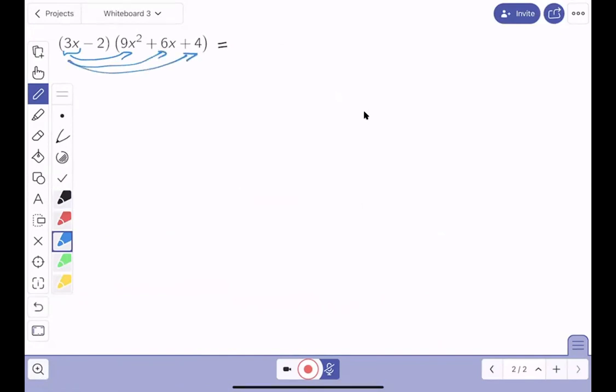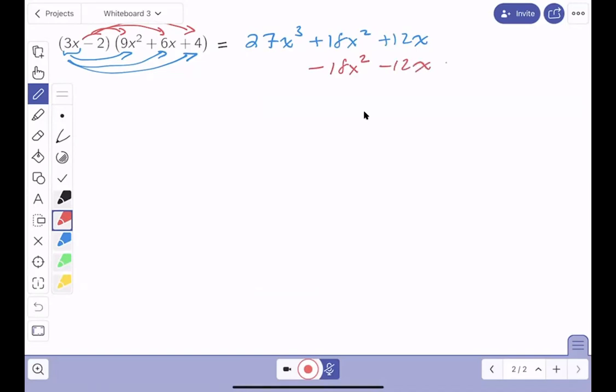No, you don't have to put the arrows in. I'm just telling you what I'm doing. What's 3x times 9x squared? 27x cubed. 3x times 6x is plus 18x squared. 3x times 4 is plus 12x. That's done. Now what am I going to do? I'm actually going to take minus 2 and distribute across these 3 terms. And what would you get over there? Minus 18x squared, minus 12x, minus 8.